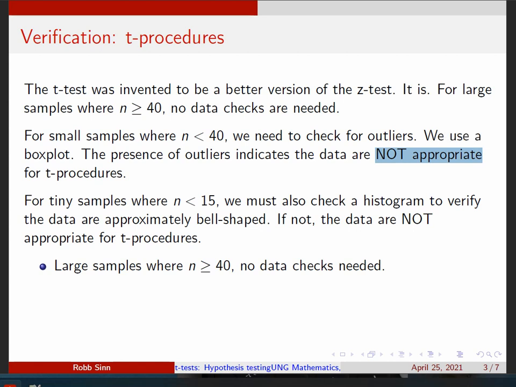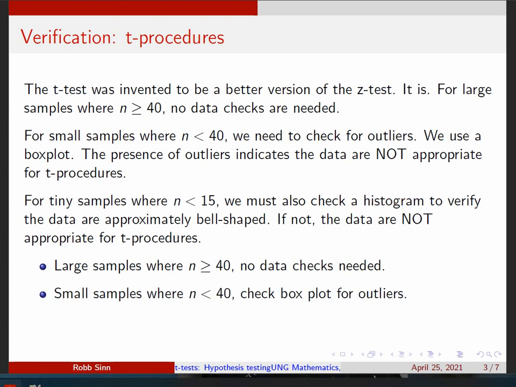And then the last one is for tiny samples where n is less than 15. So not only do we check for outliers, because anywhere under n equals 40 the outliers can cause a problem, but with a tiny sample where n is less than 15, we also need to check a histogram to verify the data are approximately bell-shaped. And if not, the data are not appropriate for T procedures.